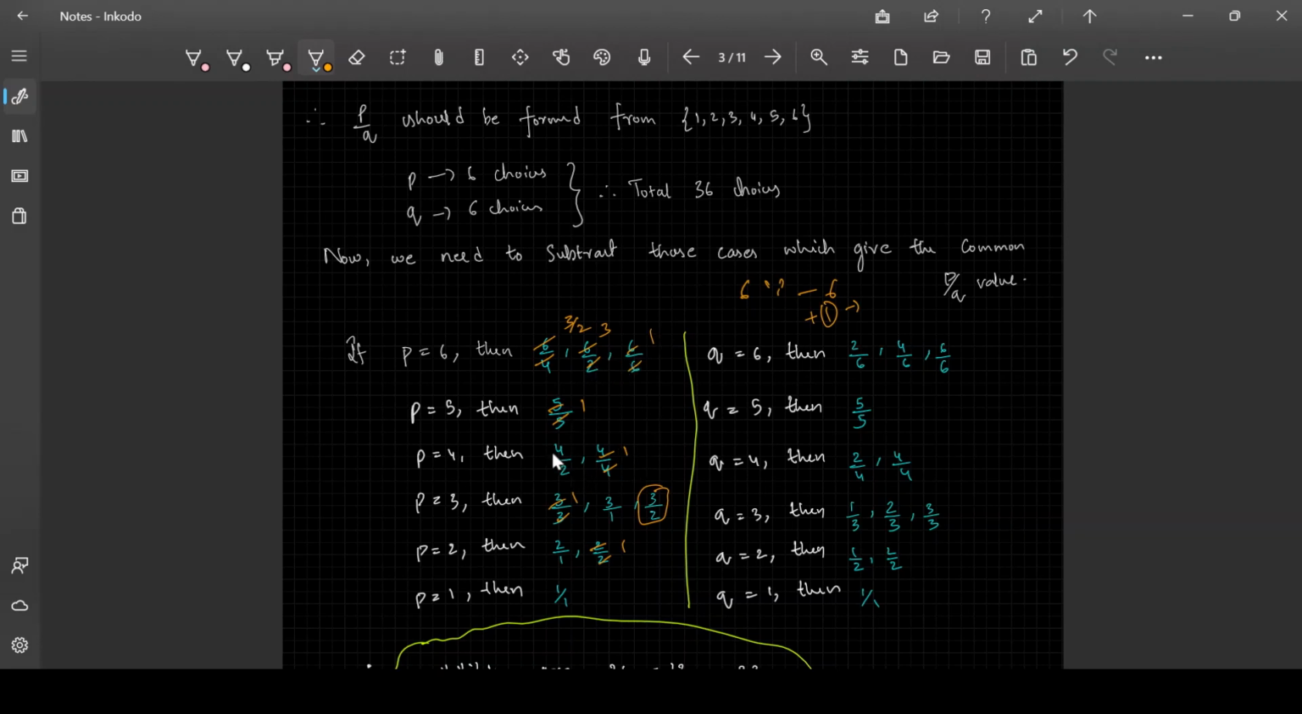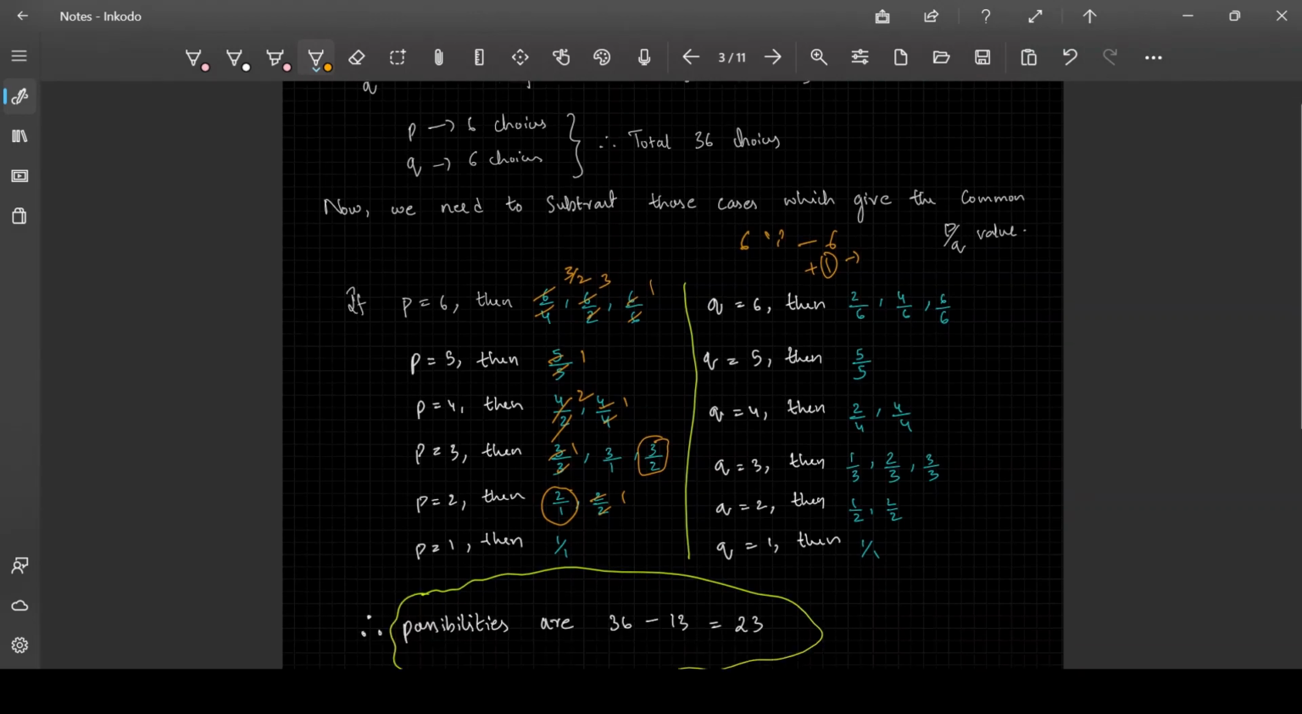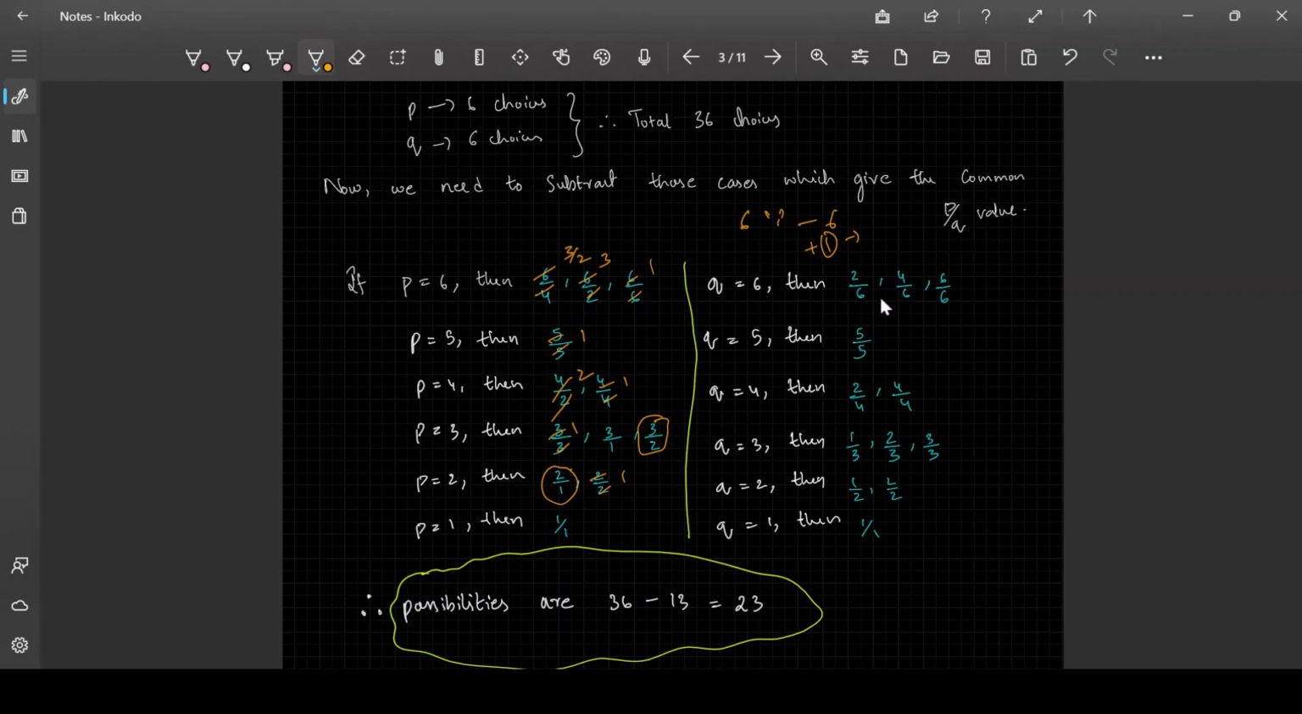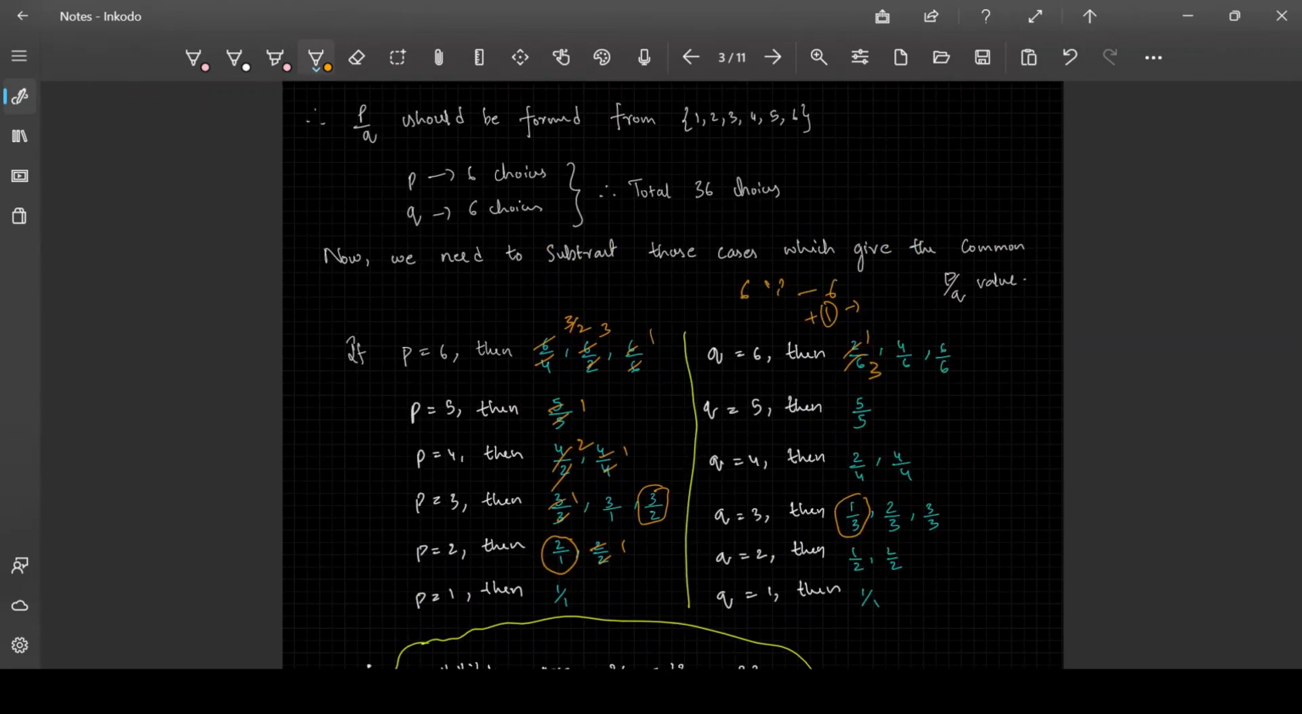Fine, and when you come to 4 by 2, this appears to be 2. In the same way we have 2 here, so we must remove all those common terms and just add plus 1, so that we are putting at least one term in the required cases. So q is equal to 6: 2 by 6, 4 by 6, and 6 by 6. So this cancels out to be 1 by 3, and we have 1 by 3 over here also. So we can just subtract these common cases. When you do all those things, we are left with possibilities as 36 minus 13, that is equal to 23. So there are 23 possibilities of finding p by q value, like rational numbers.